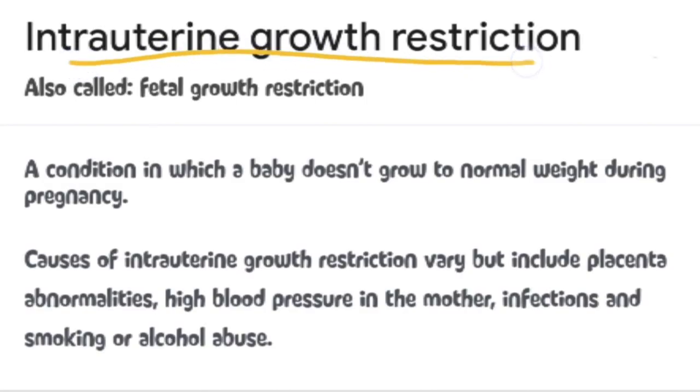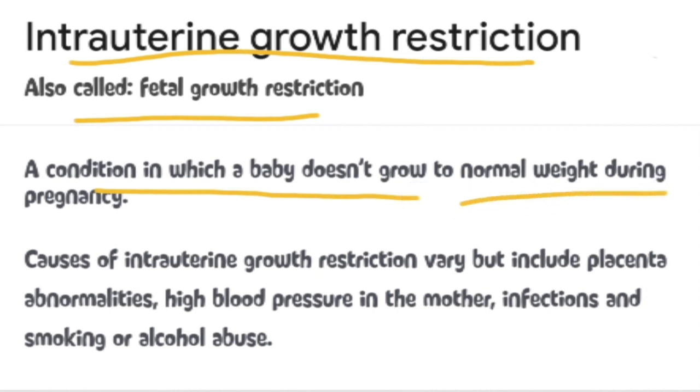Intrauterine growth restriction, which is also known as fetal growth restriction. By the name itself, you'll get to know there is a problem regarding fetal growth. It is intrauterine, a condition inside the womb. When the baby is present inside the womb, there are some factors, either external or internal, that interfere with the growth of the baby, and the baby is not able to grow to the normal level. This is a condition where the baby doesn't grow to normal weight during the pregnancy.